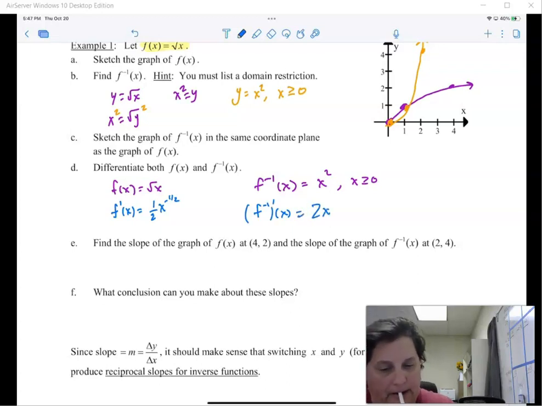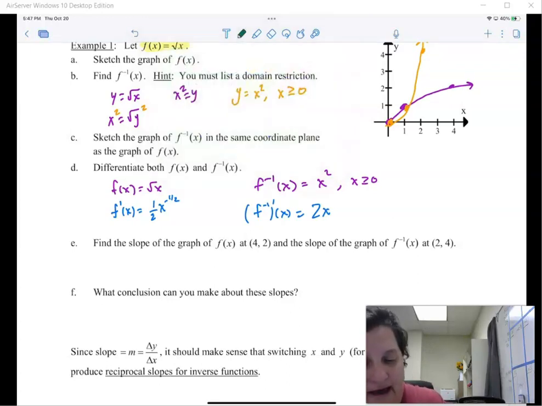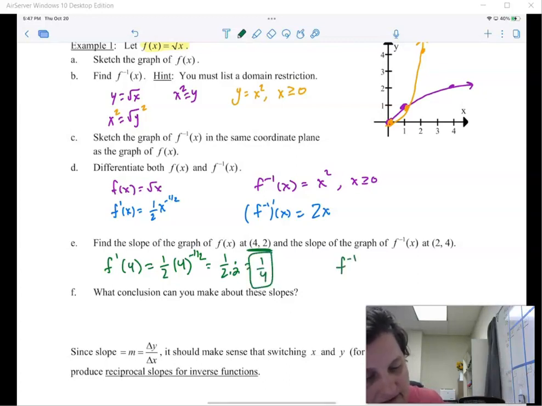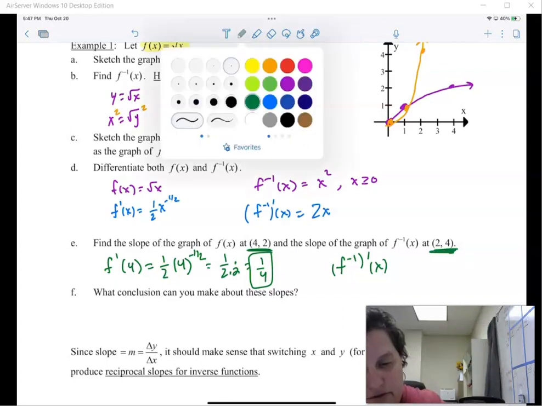Next step. Find the slope of f at the point (4, 2). Well, f prime at the point (4, 2) is 1/2 times 4 to the negative 1/2. 4 to the negative 1/2, that's a square root of 4 on the bottom. That's a 2 on the bottom, so it's 1/4. Let's do this one: f inverse prime at the point (2, 4). Because remember, these are reciprocals, right? (4, 2), (2, 4).